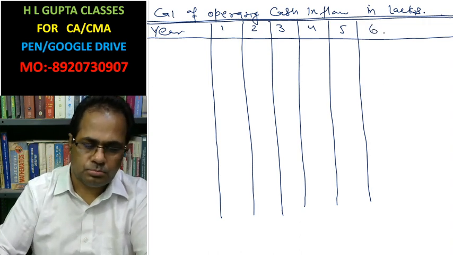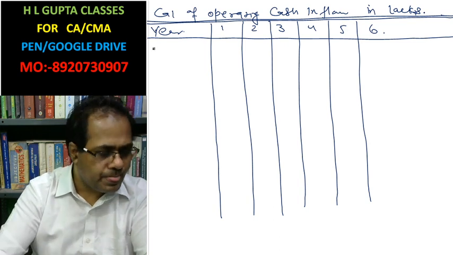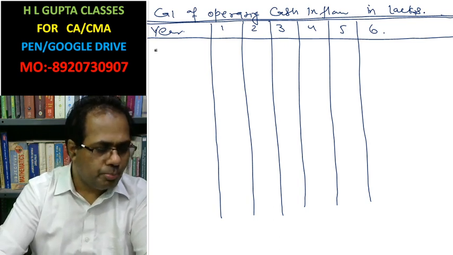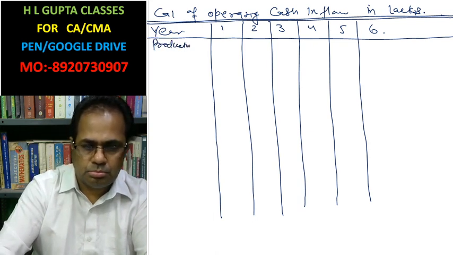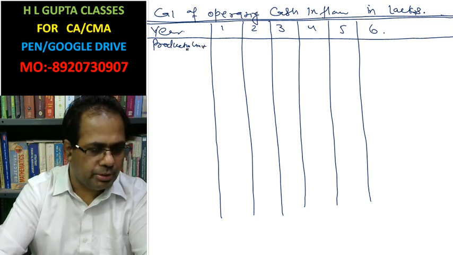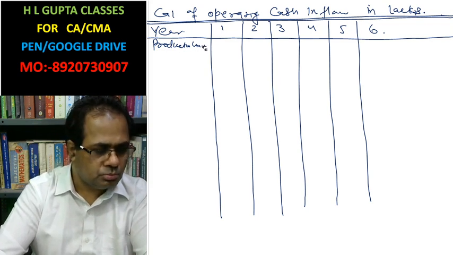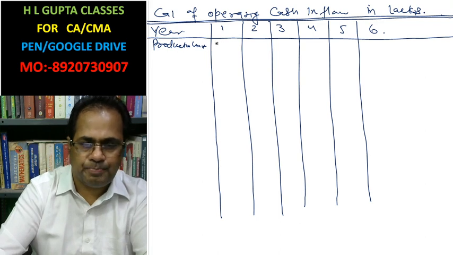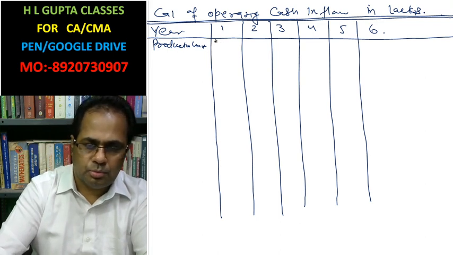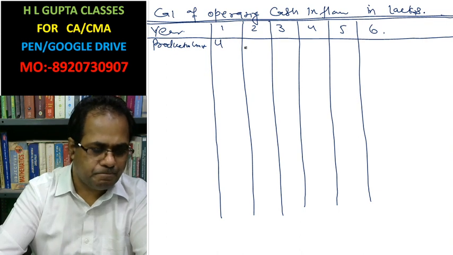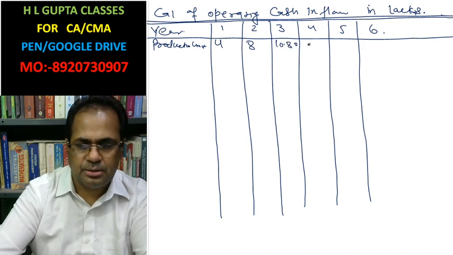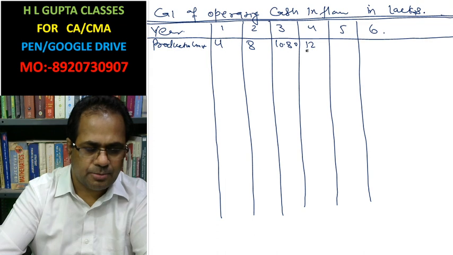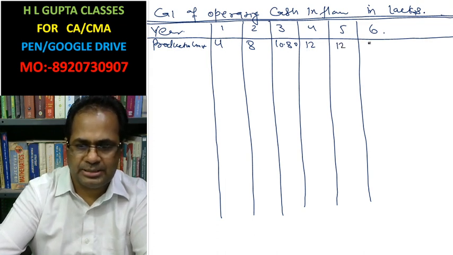Now, production units: this is 4 lakhs, 4 lakhs, 8 lakhs, 10.80 lakhs, this is 12 lakhs, 12 lakhs, and this is 12 lakhs.